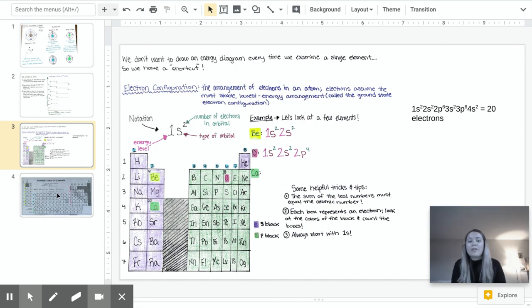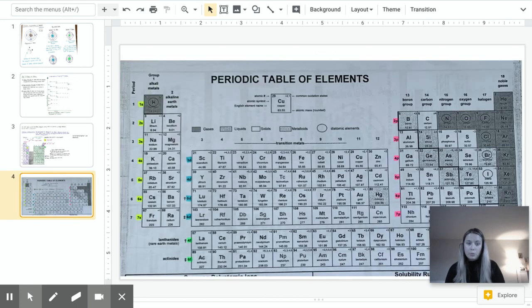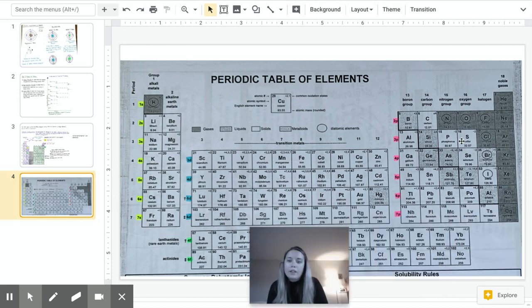Let me show you the shortcut on your periodic table. This is your periodic table. Do you notice how I have highlighted 3 separate areas? Okay, everything highlighted in yellow is your S block. So theoretically, this column, and helium should be colored in yellow because they represent the S block on the periodic table.